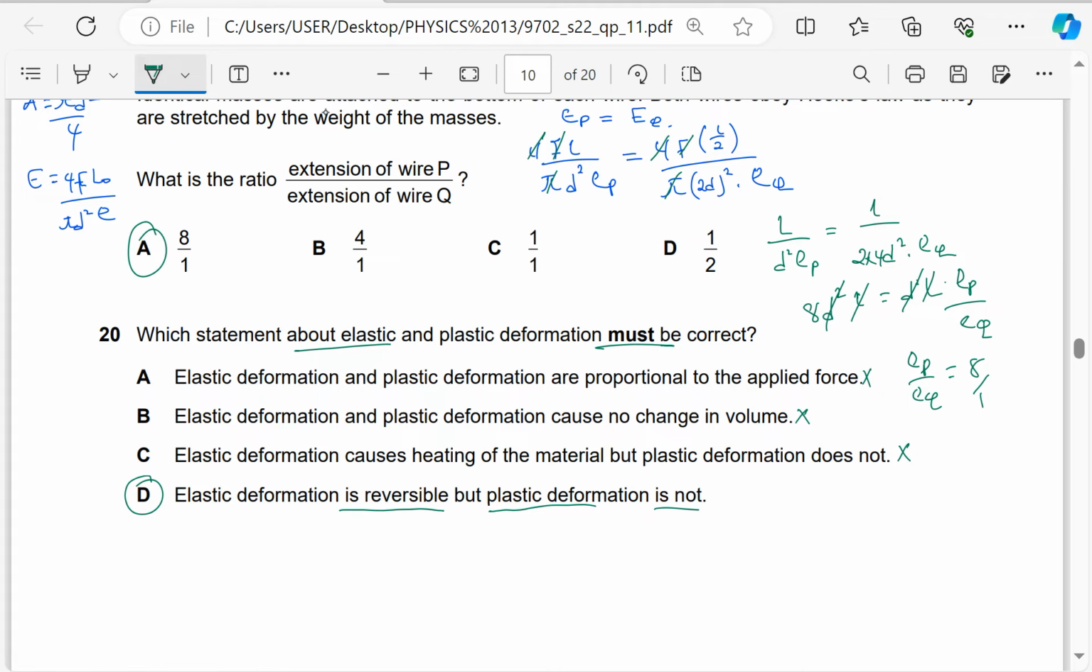When a material undergoes elastic deformation, if the deforming force is removed, it can go back. So it is reversible. But if the material undergoes plastic deformation, when the deforming force is removed, the material retains some length. So the answer is D.